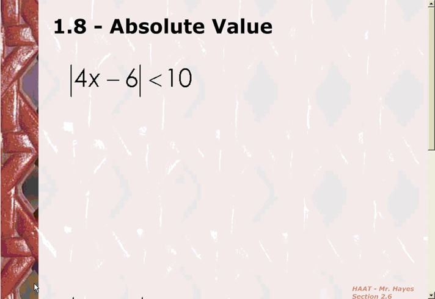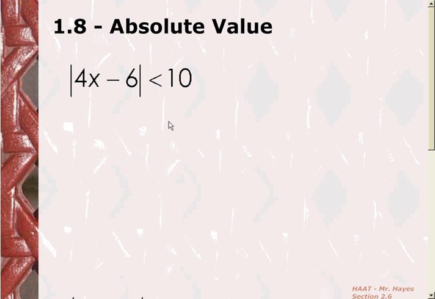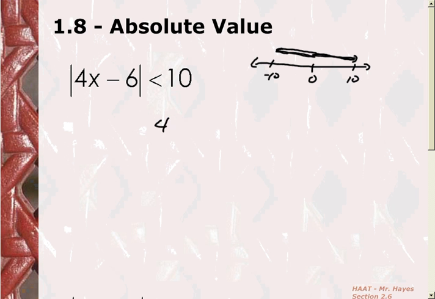Now, when you're dealing with inequalities, there are two special things going on. Here you're talking about the distance from 0 having to be less than 10, which means it's somewhere between 0 and 10. Since we're talking about distance, I can also go 10 in the other direction. So that means this whole thing, the 4x minus 6, is somewhere between negative 10 and 10. And you can write it in one line.